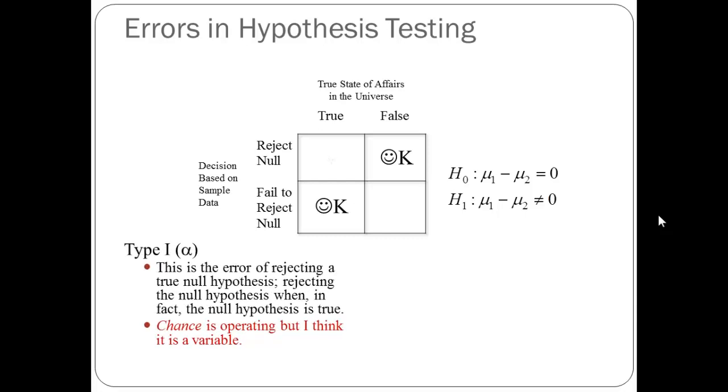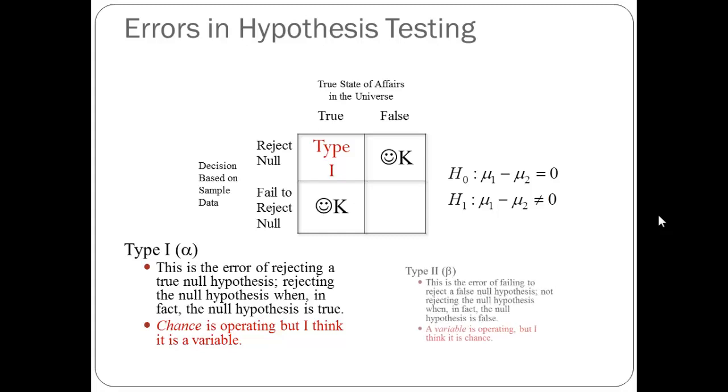The first kind of error is called a type 1 error. This is when I reject the null hypothesis based on my sample, when in fact the null hypothesis is true. That is, I conclude that what I observe is different from chance, but it's not. Chance is operating, but I conclude that it's a variable. I believe that it's a variable.